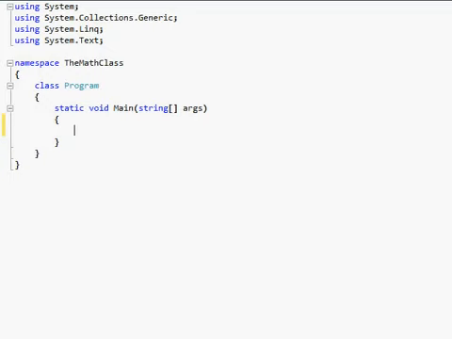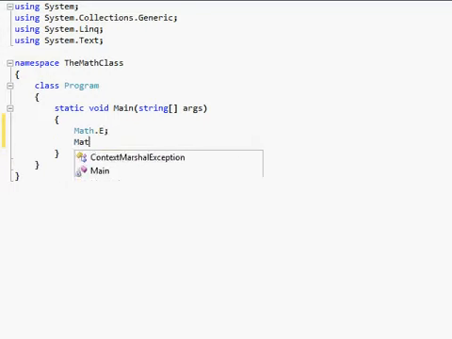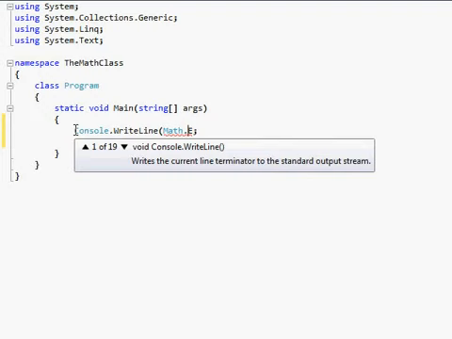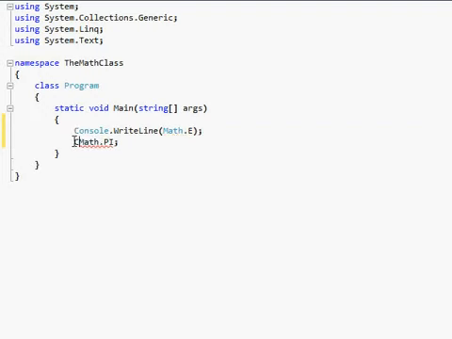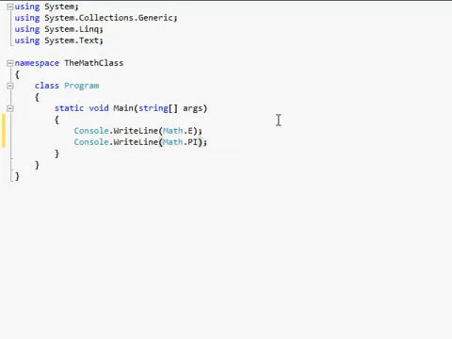The first thing I want to introduce to you in the math class are two attributes that are constants. You can't change them, they don't return any values or anything, and that is Math.E and Math.PI. If you've ever taken Algebra 2 or even pre-calculus or trigonometry, then you know pi and you know e.